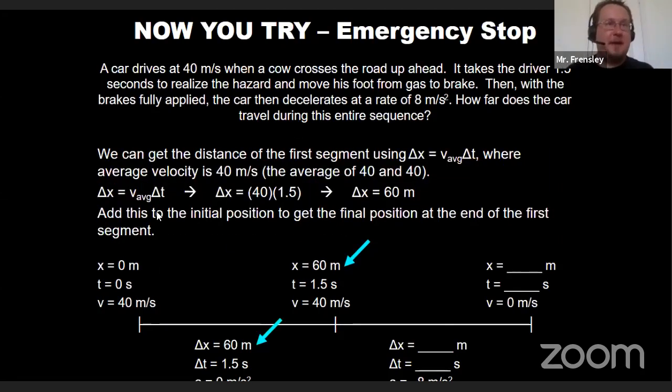All right, I'm just going to use my basic distance equals velocity times time. So the average velocity when you go a constant velocity is just the velocity you're going. The average of 40 and 40 is 40 meters per second. The amount of time that took was 1.5 seconds. So you go 60 whole meters.